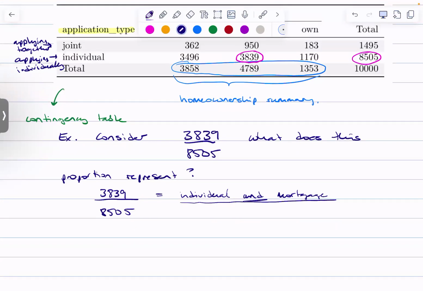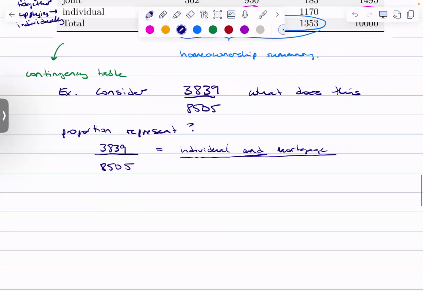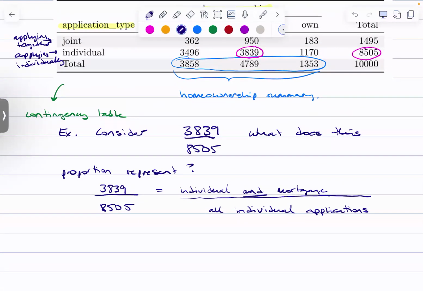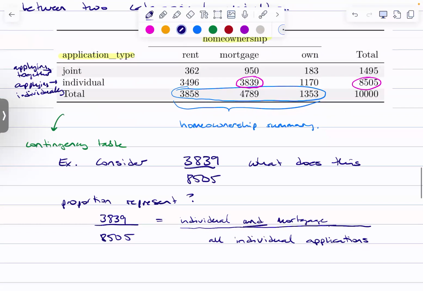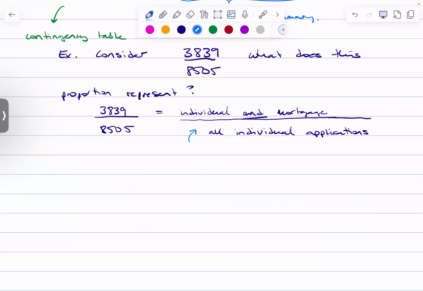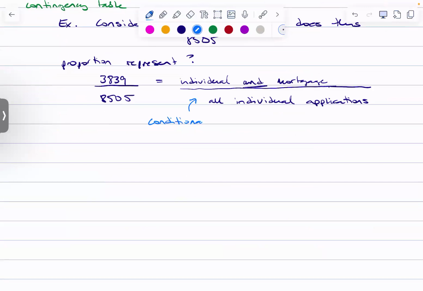Here we just say it is this. But this is out of all the individual applications. So when we're focusing on all the individual applications, then we call this a conditional probability, right? And so when it's no longer out of this grand total, it is called the grand total, when it's conditional on what group it is you're considering, then we call it a conditional probability.